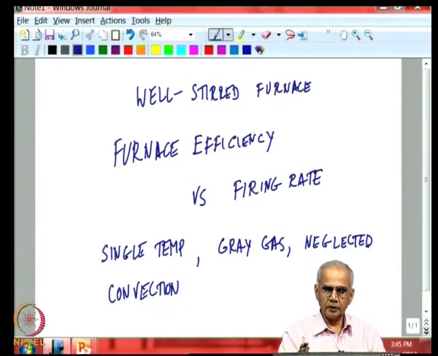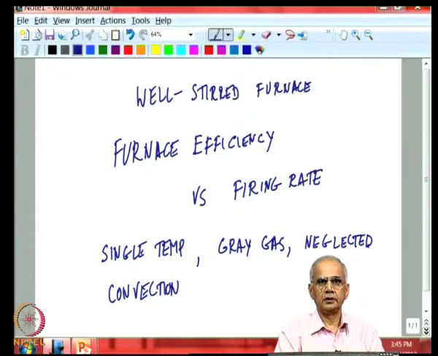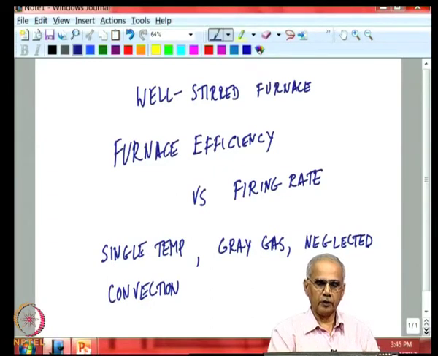You must remember that this simple analysis is only to get an idea of what are the major parameters which affect the efficiency of furnace. This is not meant to give accurate values of a real furnace. This can be thought of as a teaching tool to give you an idea of what the important parameters are.